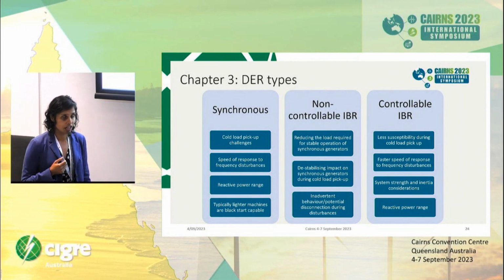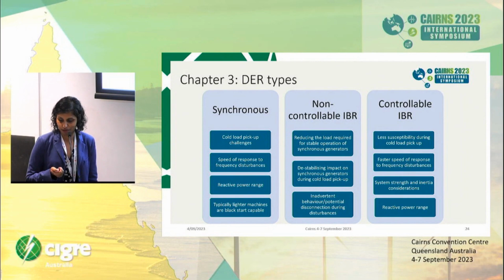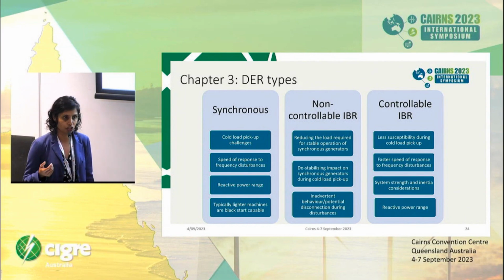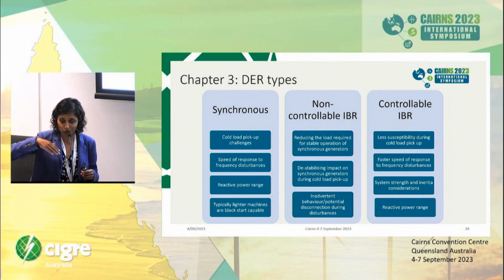There's also the non-controllable IBR. So, for example, rooftop PV, which can provide some concerns for system operators when restarting the system because they might reduce the load that's required to stabilize the synchronous generators by offsetting the underlying load. They can also provide this destabilizing impact on cold load pickup because the load is varying a bit more differently.